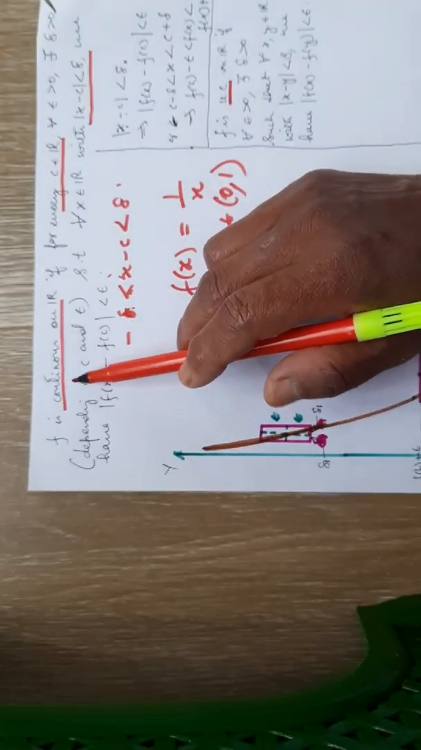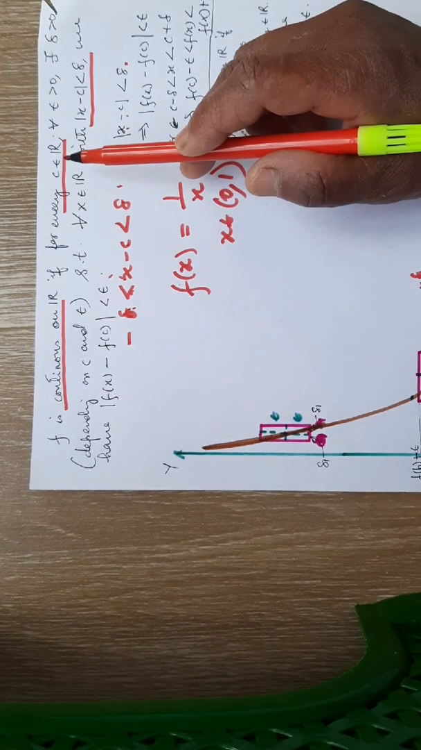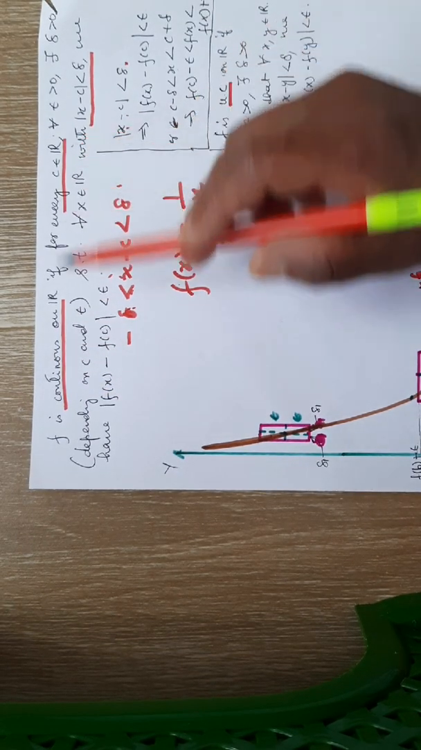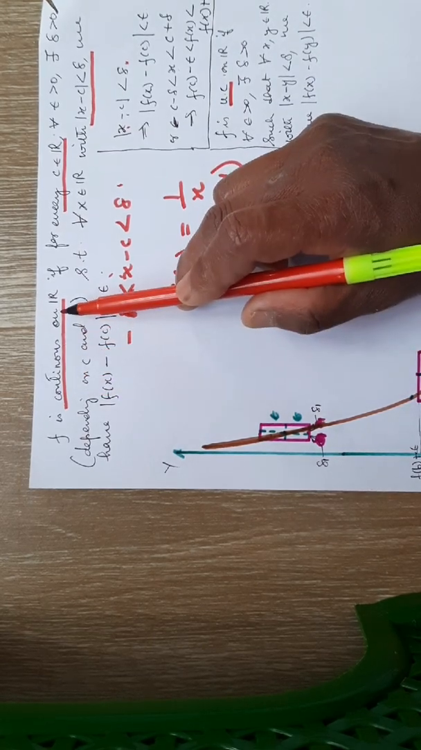In this video, I'm going to explain the difference between a continuous function and a uniformly continuous function. Before that, let me recall the definition of a continuous function on R.